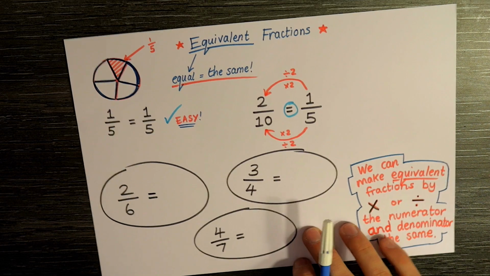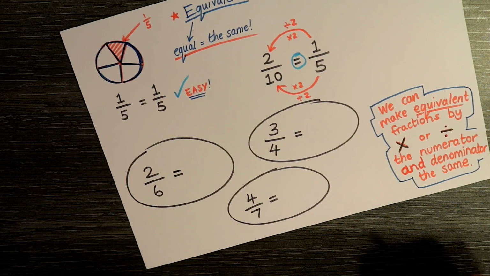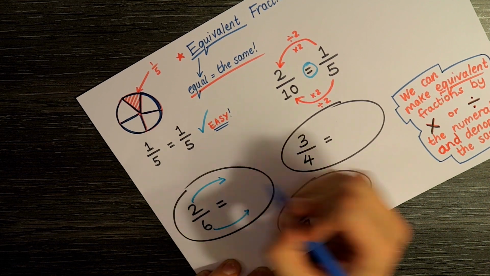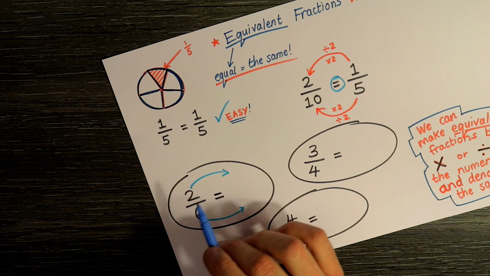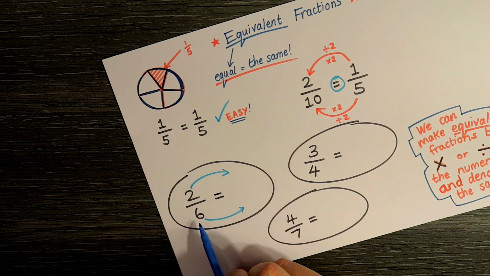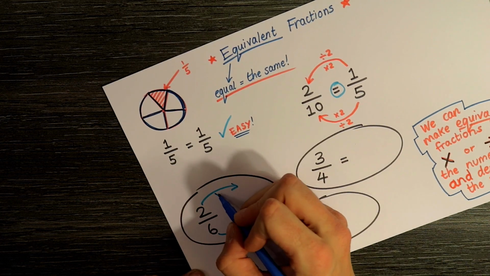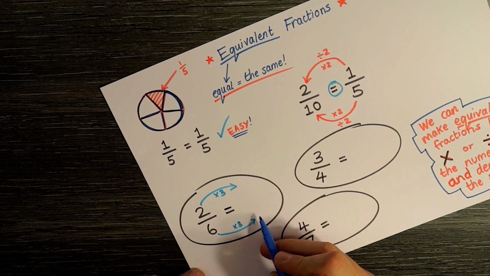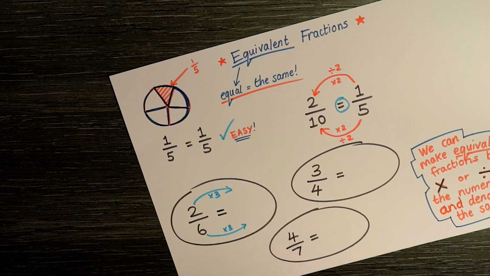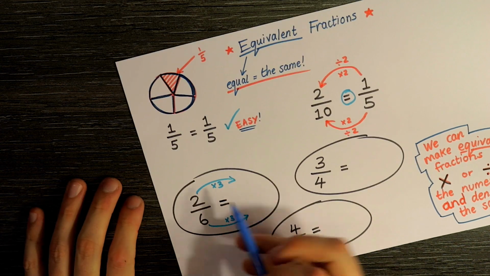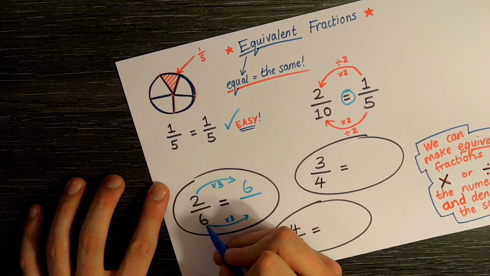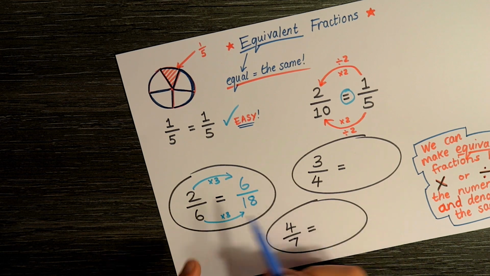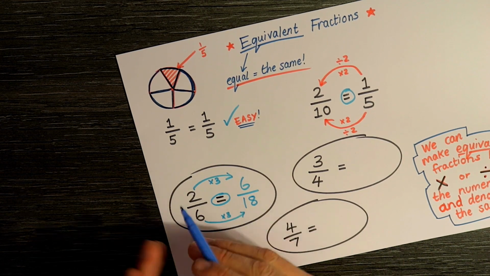It doesn't matter. So if we look at these fractions here, we can actually change them into a different fraction that is exactly the same. And all we have to do is do the same thing to the top and to the bottom number. So for this one, I can do anything I want. I'm going to times by 3. And as long as I do the same thing to the top and the bottom, I will get the same fraction, or an equivalent fraction. 2 times 3 is 6. 6 times 3 is 18. And there it is. There's my new fraction.